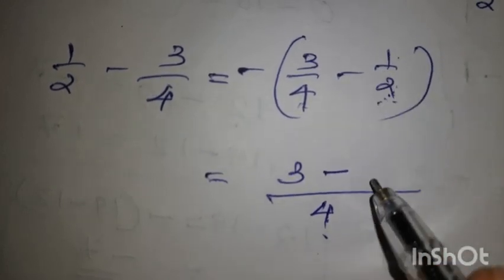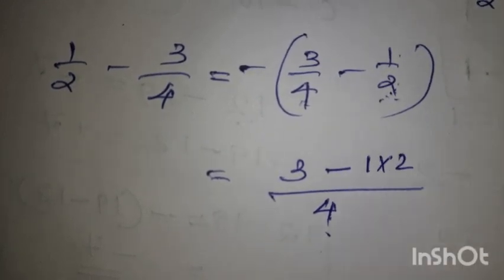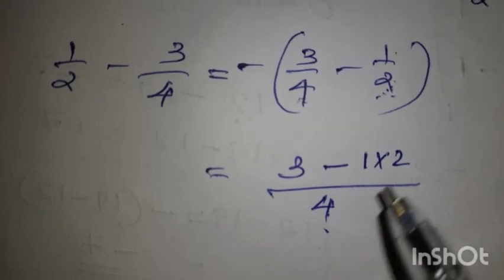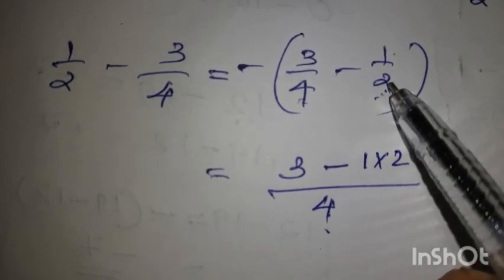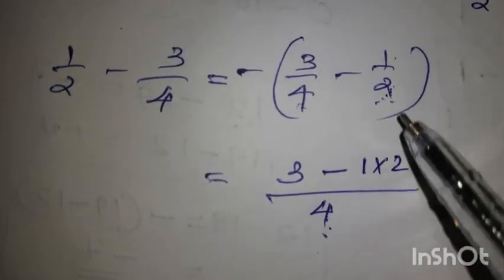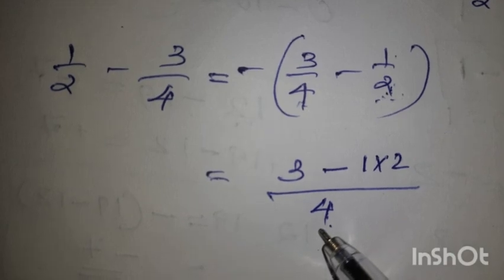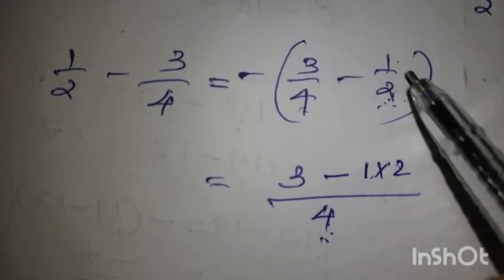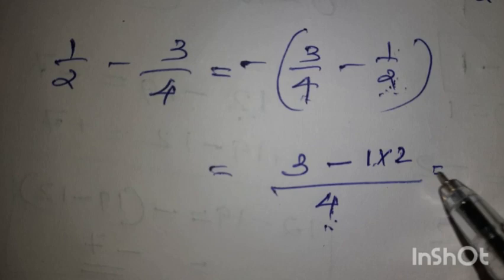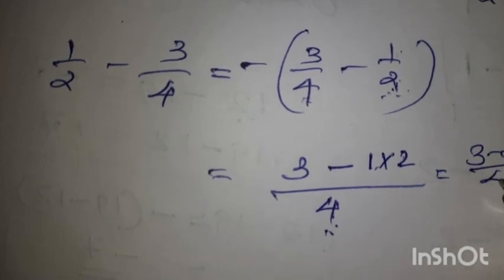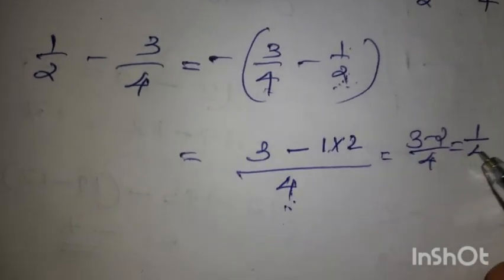So 1 into 2 we are getting. Okay. So the 2 is changes to 4. Okay, the denominator 2 changes to 4 means multiplying 2. The same 2 we have to multiply with the numerator also. So you will get 3 minus 2 by 4. You will get 1 by 4.